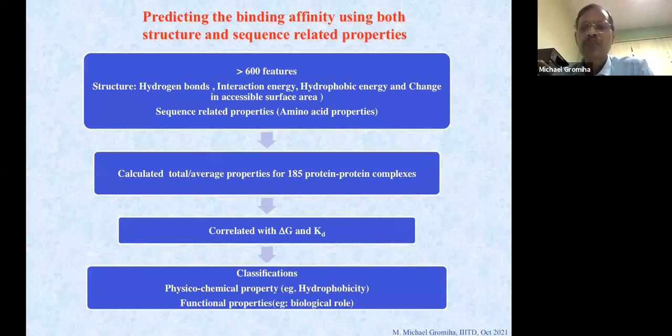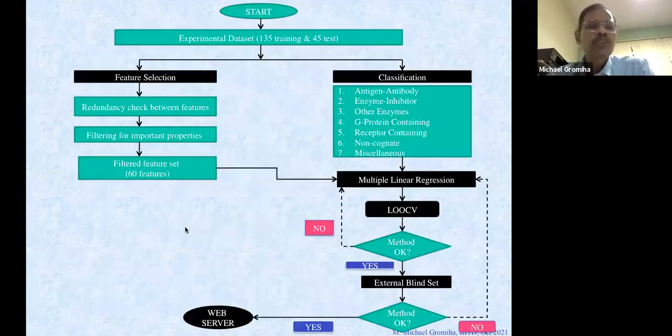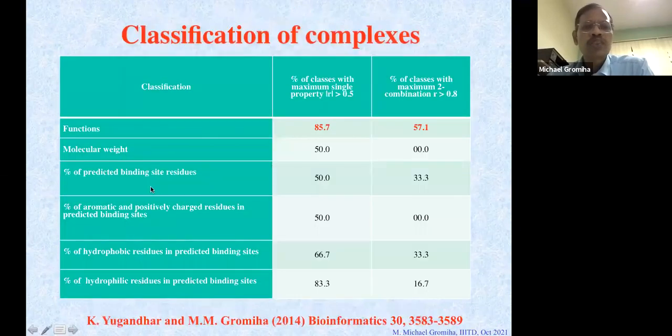For example, we used the functional classification, molecular weight, the predicted percentage of binding site residues, the percentage of aromatic and positive charge residues, and the percentage of hydrophobic residues at the binding sites. So we used various properties to classify the complexes. But finally, we noticed that the classification based on functions could discriminate better, and we ended up classifying the complexes based on functions to predict the binding affinity change.